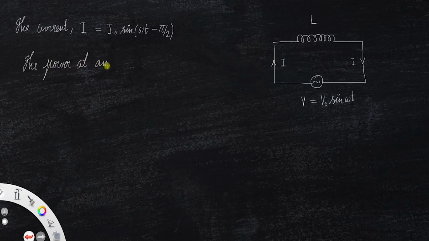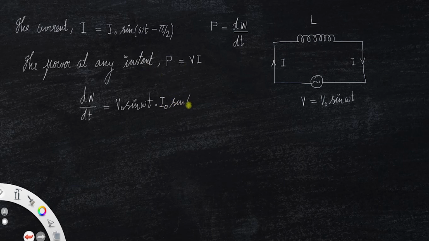Now the power at any instant, let's take P for representing power. We have power is equal to voltage into current. Also, by definition, power is the rate of work done, dW divided by dt, where W stands for the work and t for the time. So I can replace the power using dW by dt. Now let's substitute V0 sine omega t for V, and I is actually I0 sine omega t minus pi by 2.